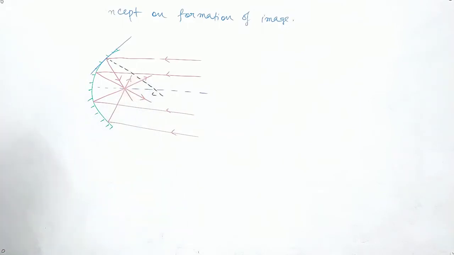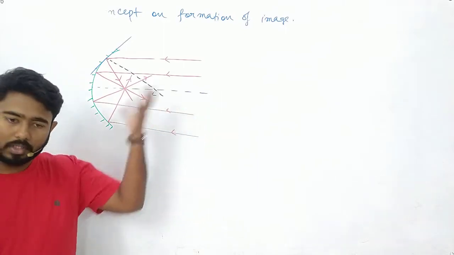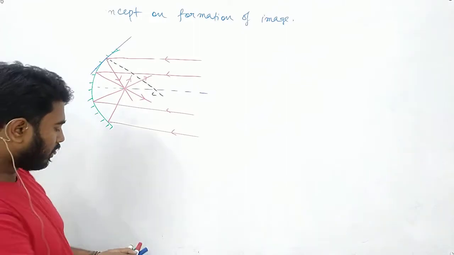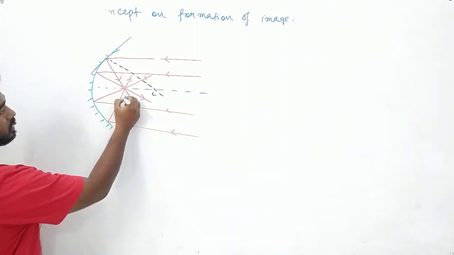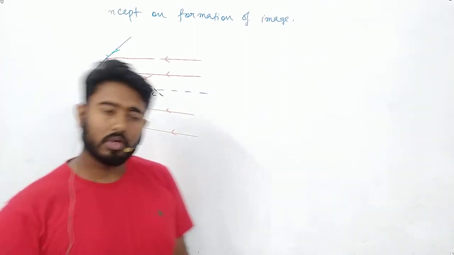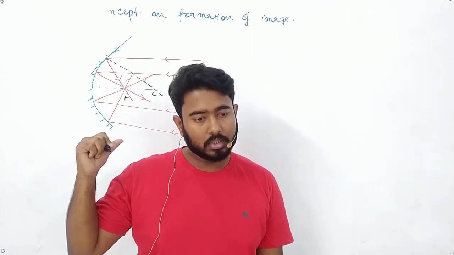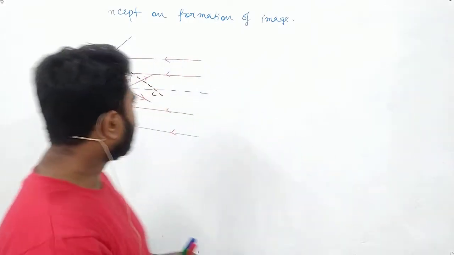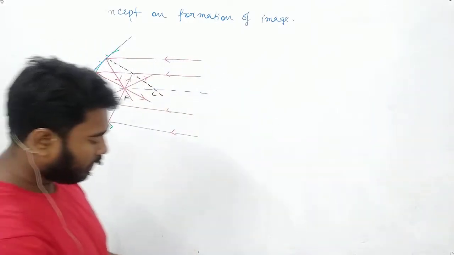Is that clear? That means all of the rays of light which are parallel to the principal axis, after reflection, will move through a point, right? This point is known as the focus of a concave mirror. Is that clear? What is this point known as? Focus of a concave mirror. Okay. Now can you tell me one thing?